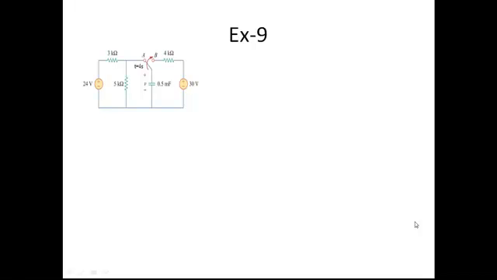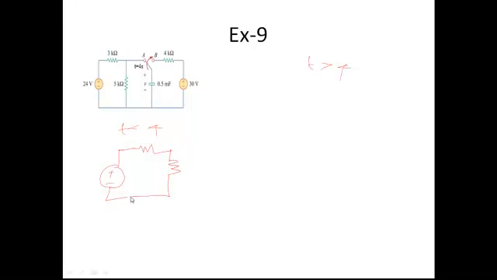This is the question. You can see at time t equal to 4 seconds, no more 0, 4 seconds, switching is taking place from A to B. So again you draw two networks, one for t less than 4 and another for t greater than 4. T less than 4 will give you the initial condition, and t greater than 4 will give you the final condition and the R equivalent.